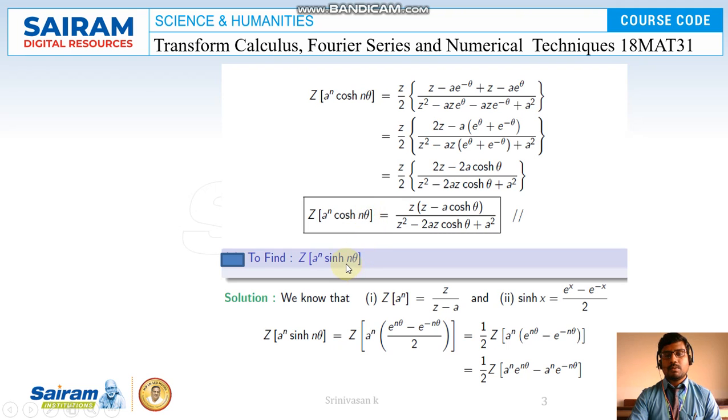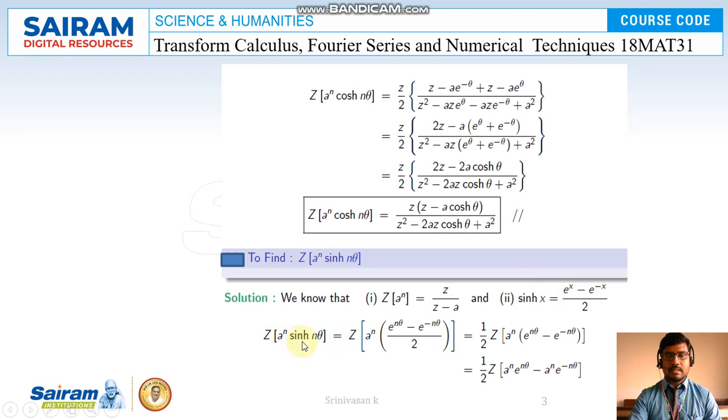Okay, next problem. Find the Z transform of a power n sinh n theta. The previous sum was a power n cosh n theta, and in this sum it is sinh n theta. Here also we remember two formulas. One is Z of a power n equals z divided by z minus a, the standard Z transform formula. And sinh theta equals e power theta minus e power minus theta divided by 2.